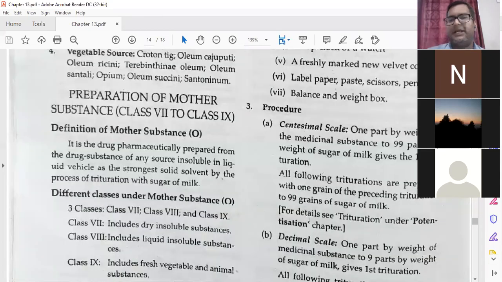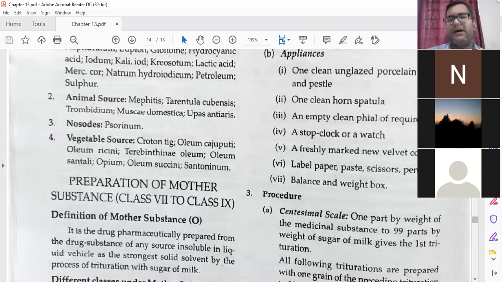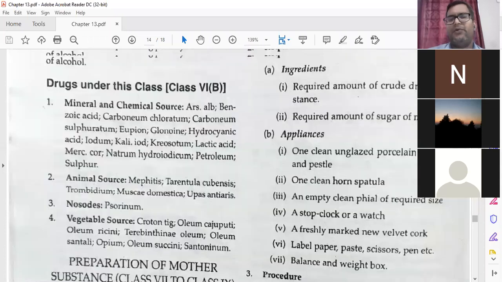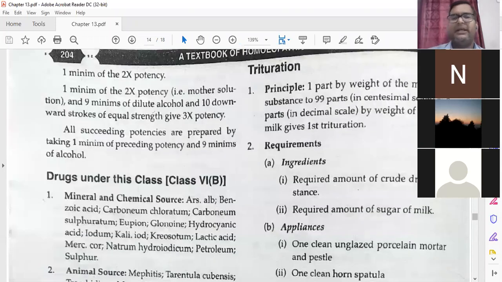So this part is Arsenic album. Then we will go to the next part. How is the process of making? The making process is the same, whatever we have learned till class sixth.